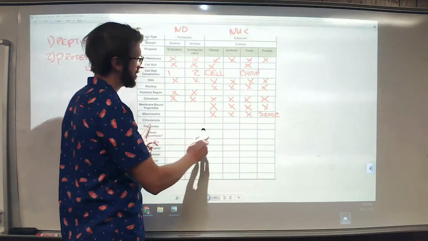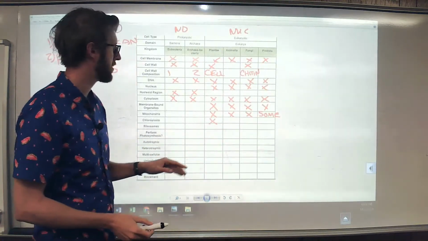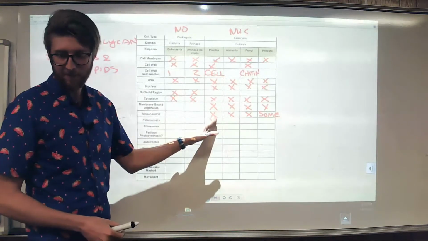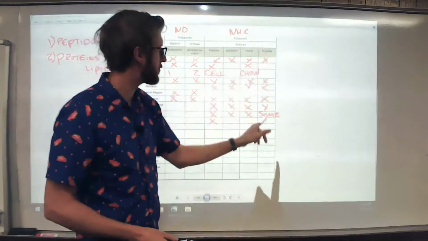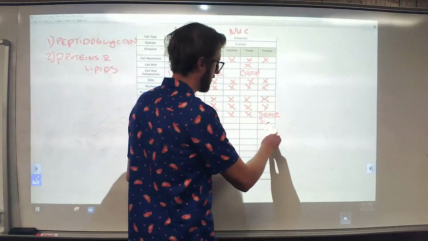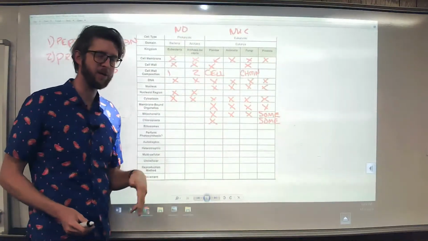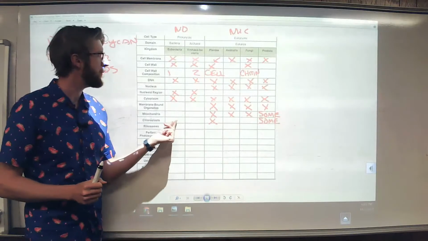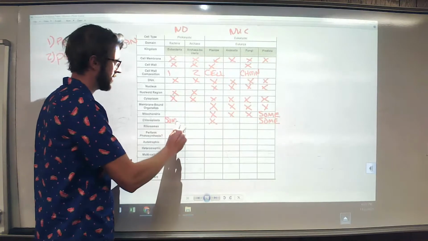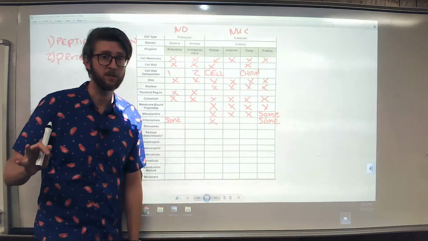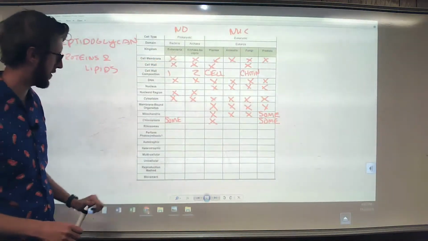So who does photosynthesis? Well, plants do photosynthesis, and animals do not. Fungi do not, but some protists do. So we're going to put some again for protists. And I just realized I spoke too soon. My mouth is moving faster than my brain. So some bacteria do photosynthesis. There are some bacteria that have chloroplasts and do photosynthesis. So I apologize for that. I was getting ahead of myself. Some bacteria do have that, okay?